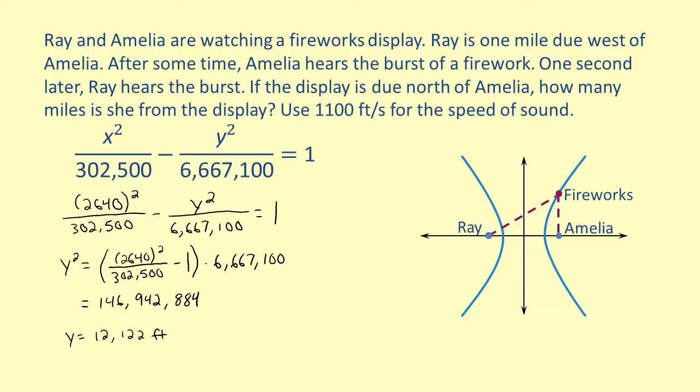We found y, but the distance is currently in feet. The problem asks us to find out how many miles Amelia is from the fireworks. To do this, we'll divide our answer by the number of feet in 1 mile, which is 5,280. After dividing, we get that Amelia is approximately 2.3 miles from the fireworks display.